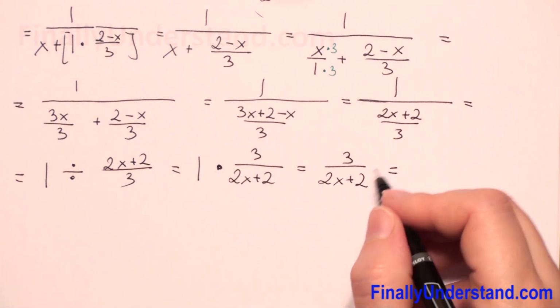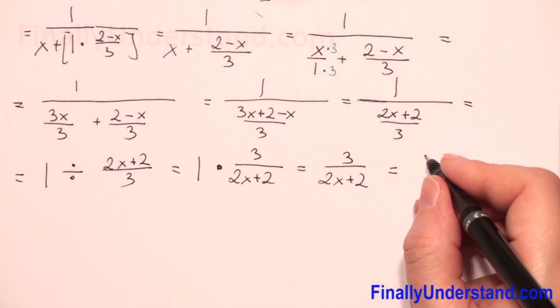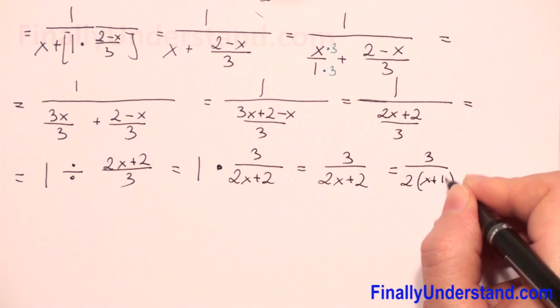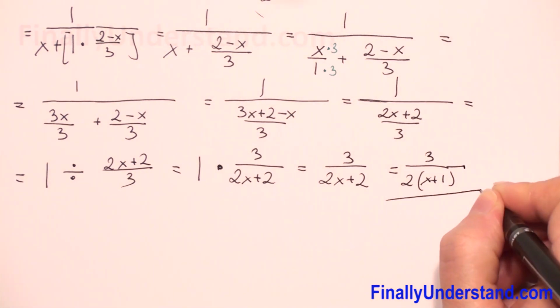What else can we do? We can factorize 2 in the denominator, so 3 will copy, 2 will be times x plus 1. This is my solution.